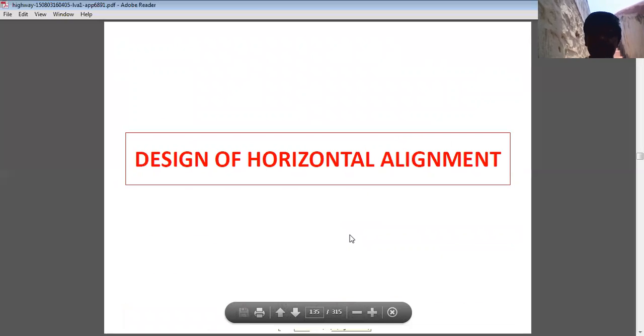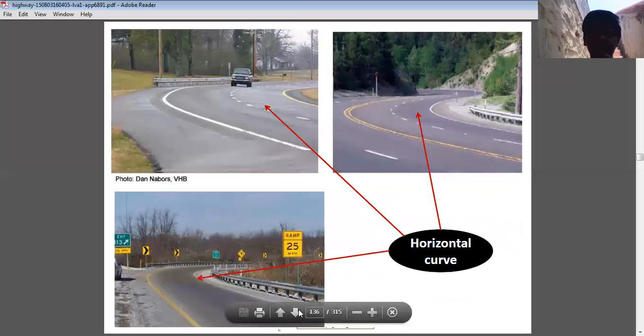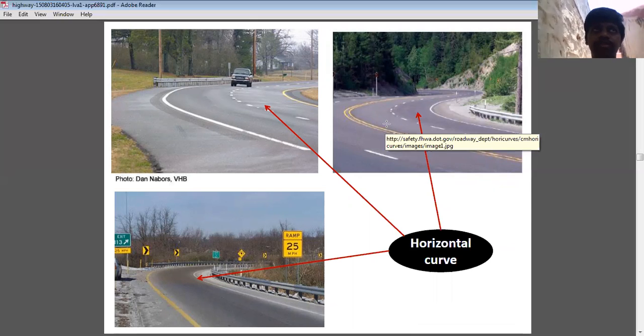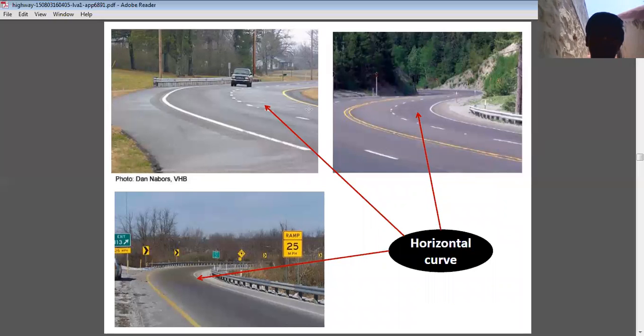Next is very important: design of horizontal alignment. What is horizontal alignment? In the figure, you can see the different curves. These are called horizontal curves. In the horizontal plane, they are called horizontal curves; in the vertical or inclined plane, they are called vertical curves.